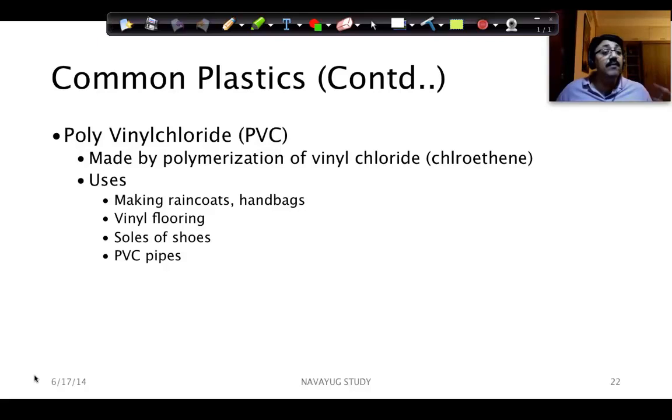Another very good example is PVC pipes. All the plastic pipes that you see now in your houses, for water pipes and drainage pipes and all that. Several of them that you see in your houses are all polyvinyl chloride pipes. They are called PVC pipes, and PVC pipes are nothing but polyvinyl chloride pipes. So all the plastic pipes used at home are polyvinyl chloride pipes.